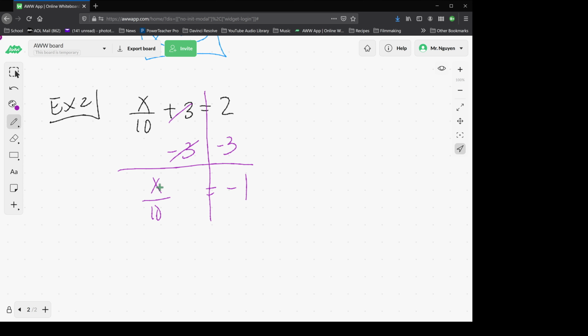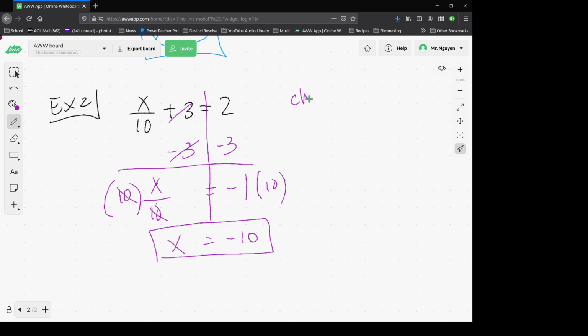Now, remember what this is. This is x divided by 10. Not over 10, x divided by 10. What do you do to undo dividing by 10? What is the inverse operation of dividing by 10? Well, you multiply by 10. So these two cancel out, and you multiply by 10 over here. So x is equal to negative 10.